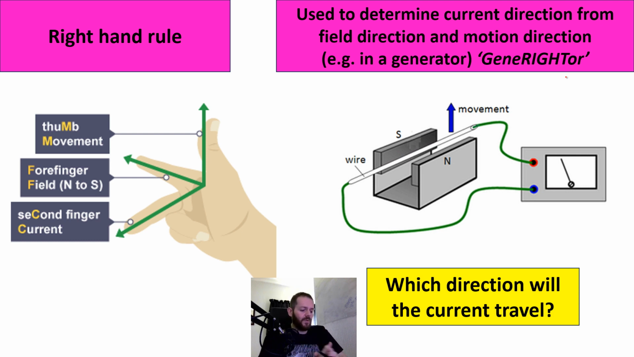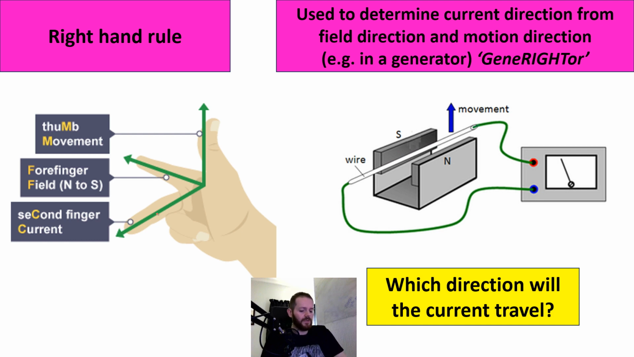So let's have a look at this then. We've got the thumb representing movement again. You know this. So thumb's got an M in it. Movement starts with an M. The first finger is pointing for the magnetic field from north to south. Again, same as the left-hand rule, no different there. And then the second finger, second's got a C in it, current starts with a C, so your middle finger is going to represent the direction that the current is going in.